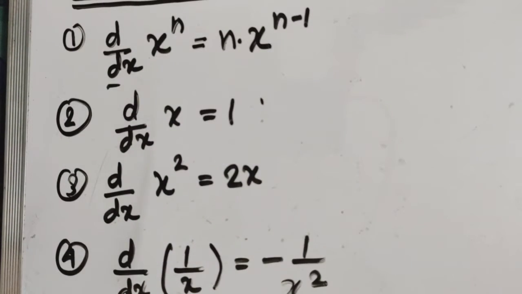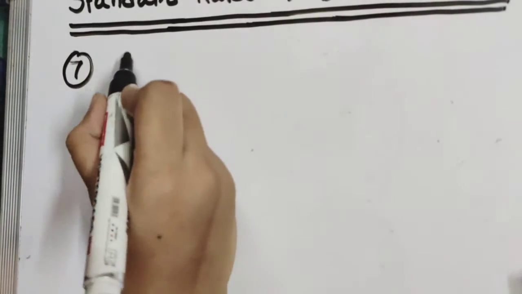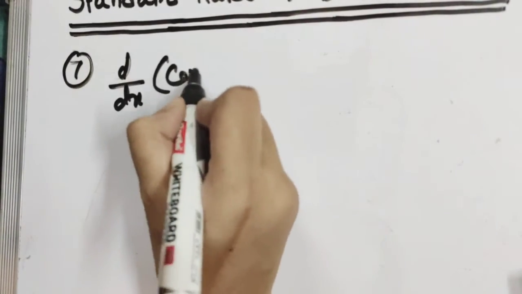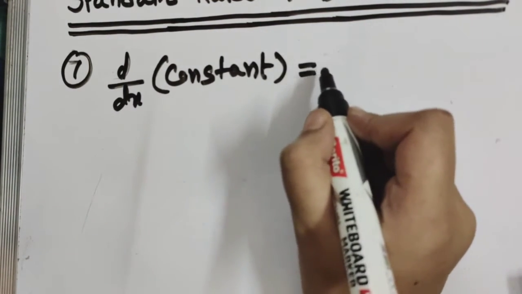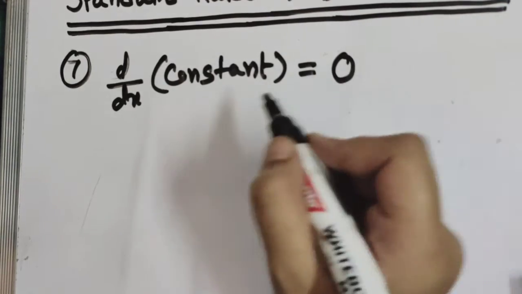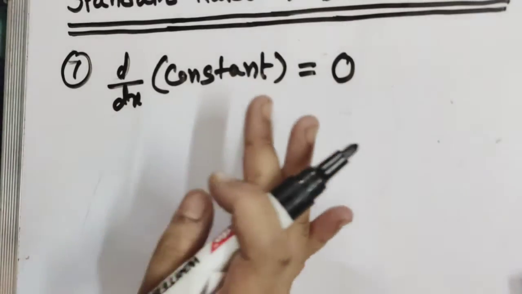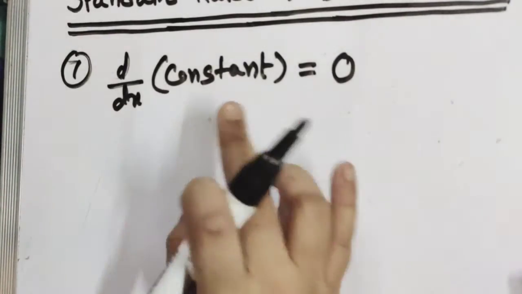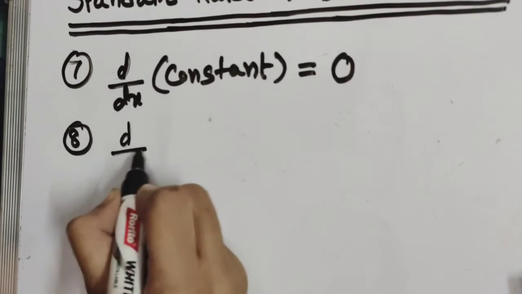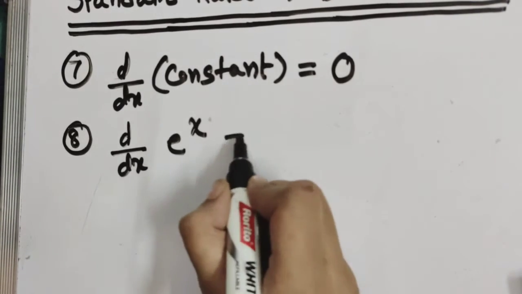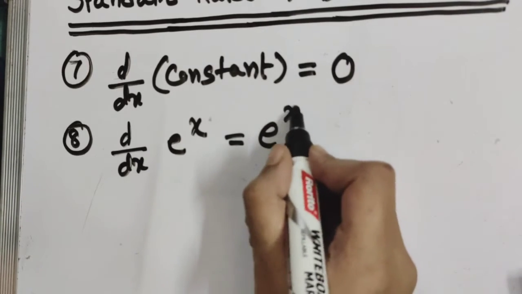Now the seventh rule, the derivative of a constant term. d/dx of any constant term, constant means 5, 4, 1, a, equals 0. So the derivative of any constant term, that is 1, 2, 3, 4, 5, 6, etc., is 0. The next is d/dx of e to the power x. There is no change. d/dx of e to the power x is e to the power x.